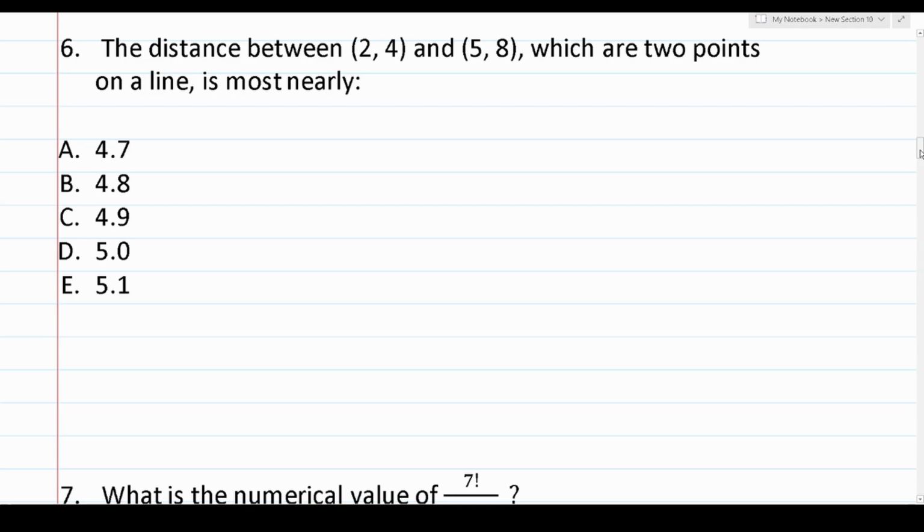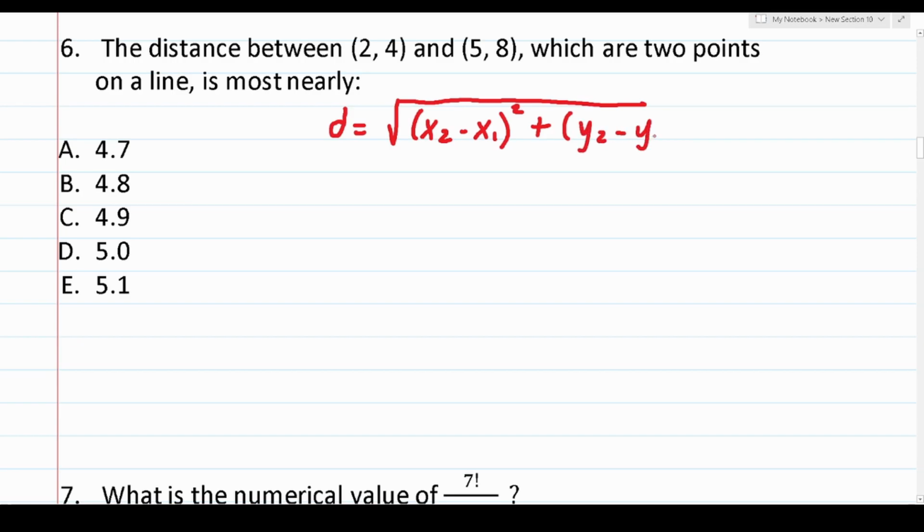All right, number 6 says the distance between (2, 4) and (5, 8), which are 2 points on a line, is most nearly. So in order to solve this one, we have to know the distance formula, and that's given by distance equals the square root of (x2 minus x1) squared plus (y2 minus y1) squared.